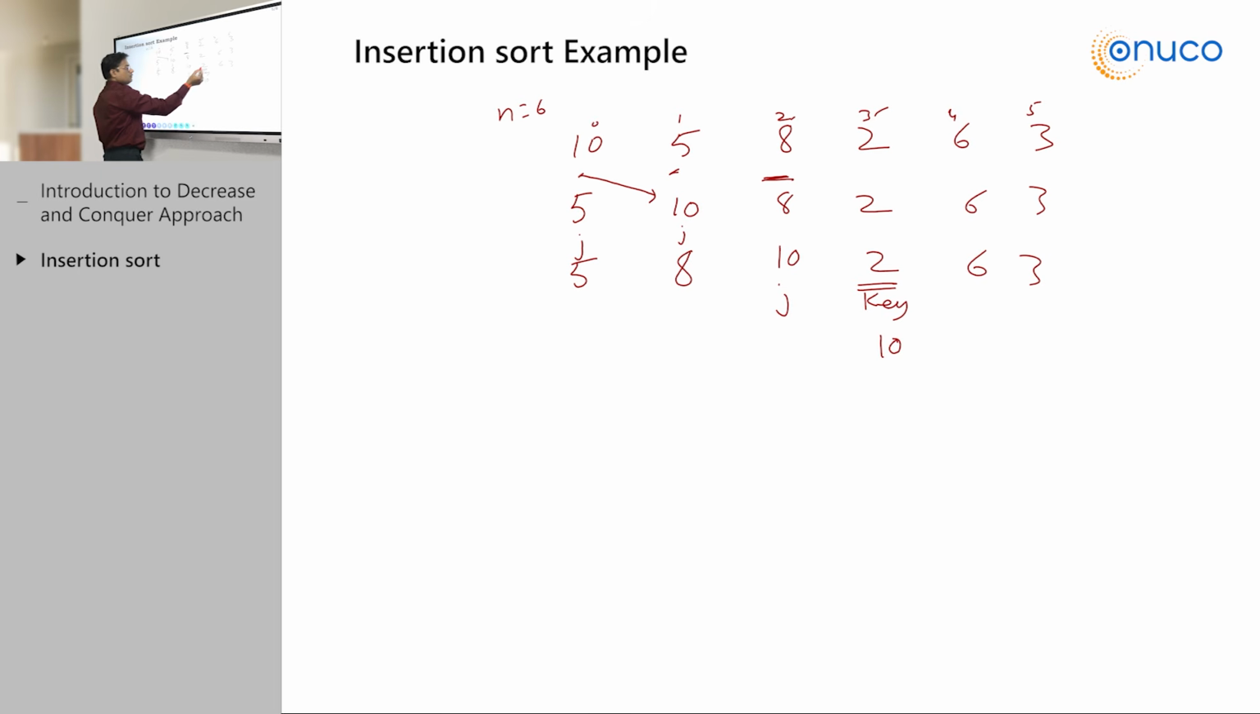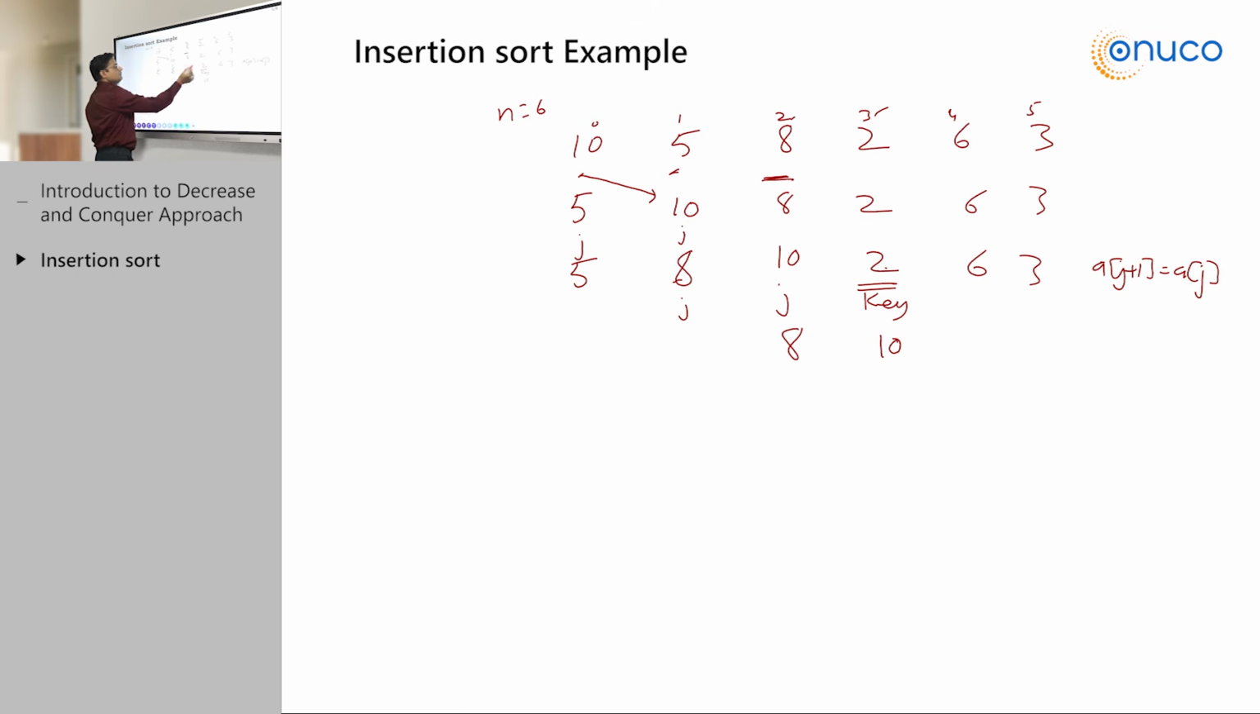Next, we are going to compare 2 and 8. J decreases, 2 and 8. Which is greater? 8 is greater. 8 you are going to put in the j plus 1 position. Right? So what is the logic? The logic is A of j plus 1 is equal to A of j until the condition fails.